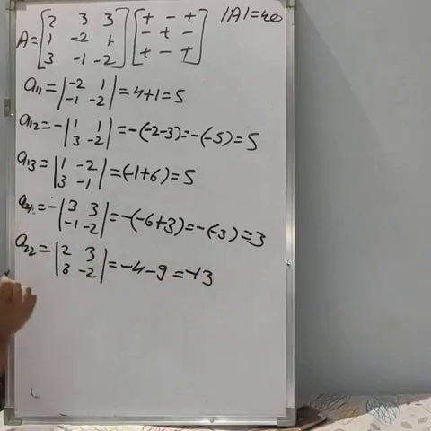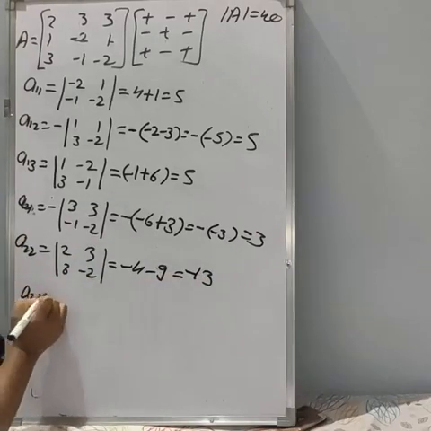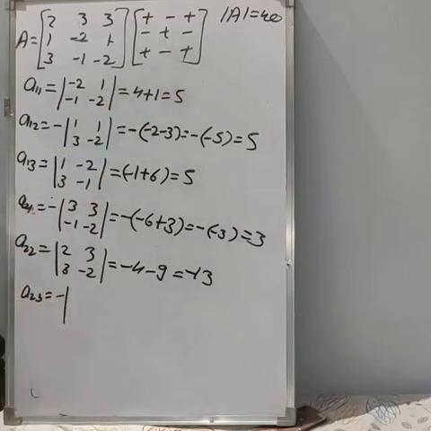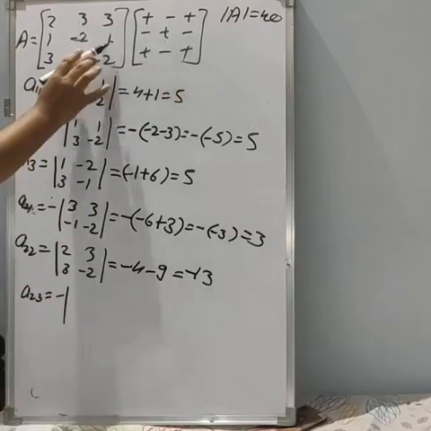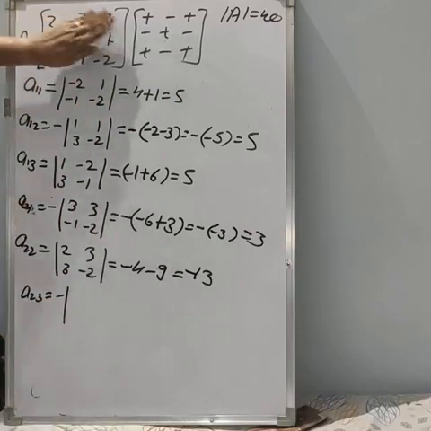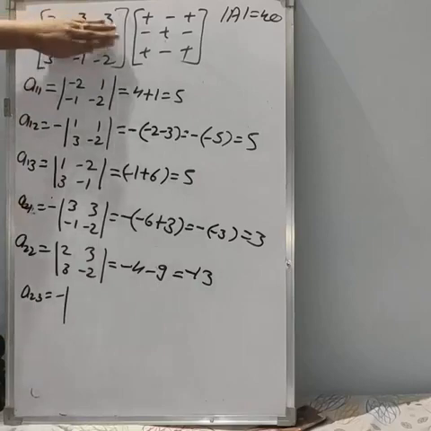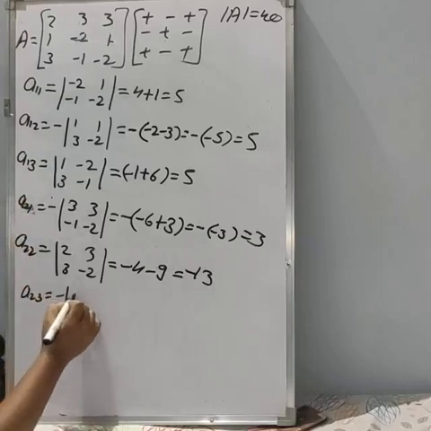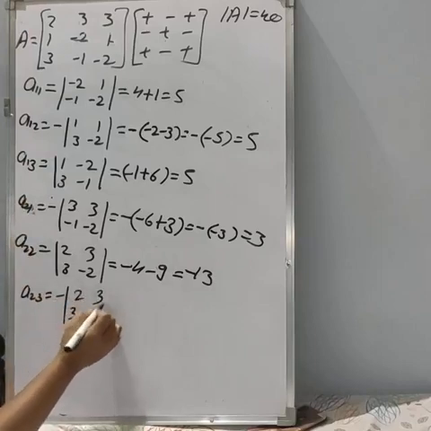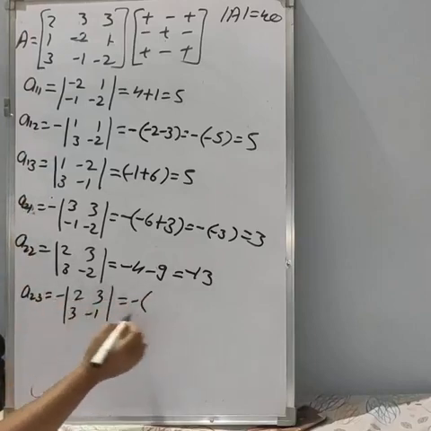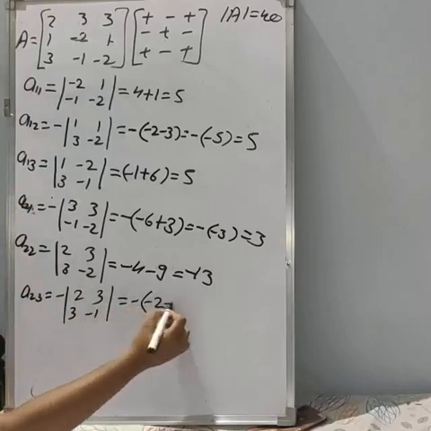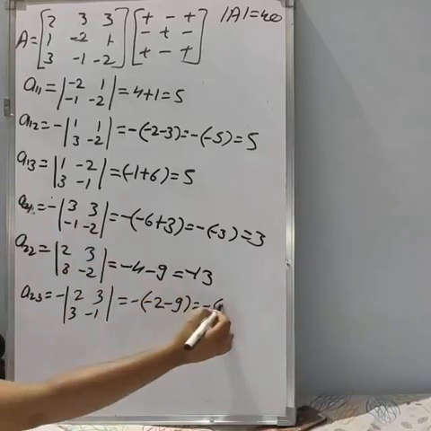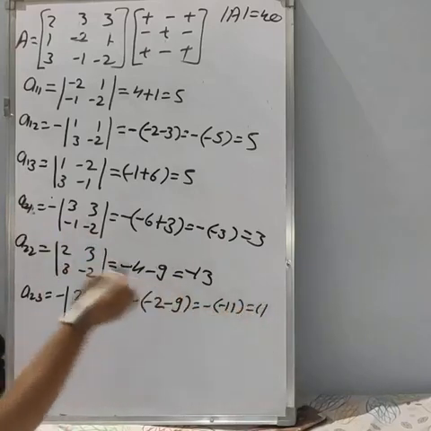Next find A23. For A23 here we have a negative sign, so write down the negative sign. A23 means this element, present in the second row, third column. So neglect this second row and third column. We will remain with 2, 3, 3, minus 1. So 2 into minus 1 is minus 2, 3 into 3 is 9. So minus 2 minus 9, that is minus 11. But minus into minus becomes plus 11.